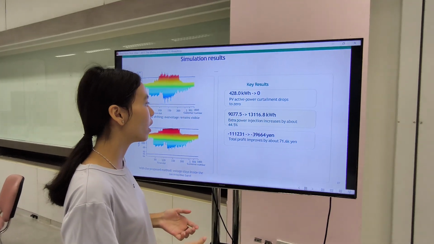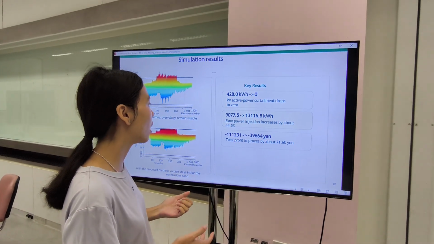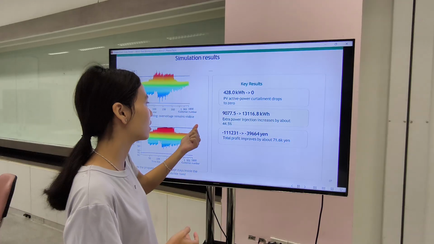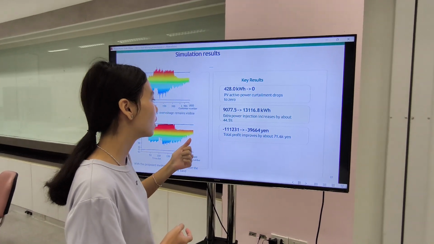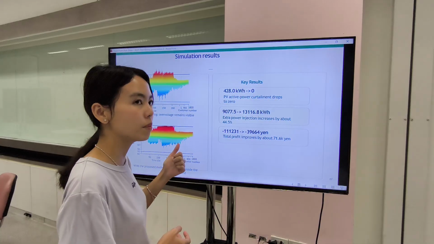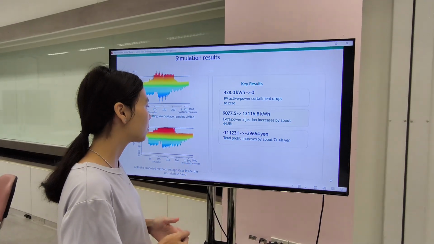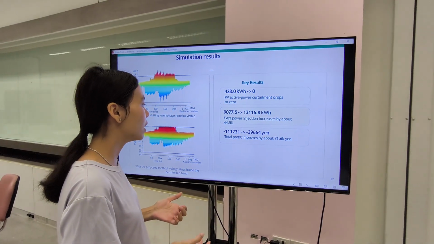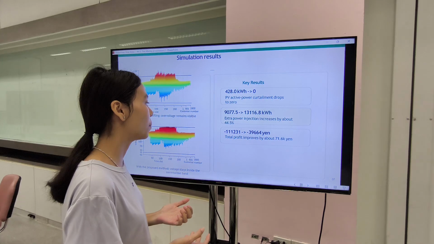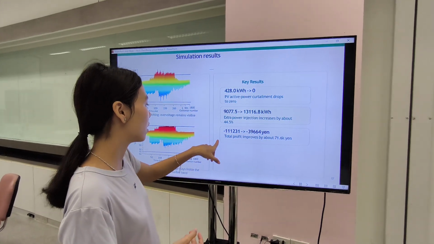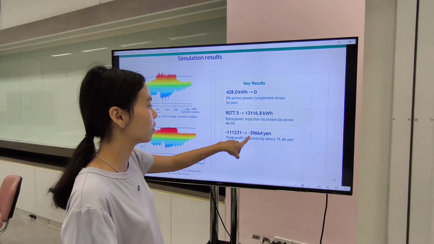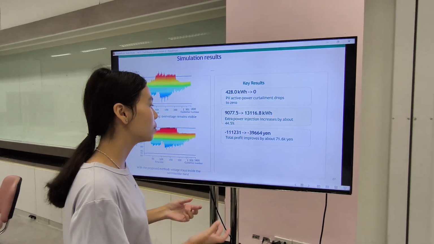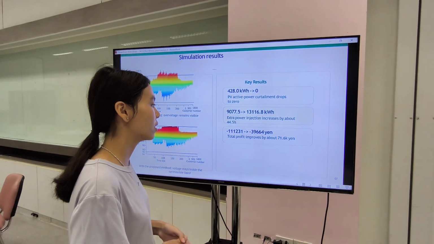And extra power increased from about 9,000 kilowatt hours to 30,000 kilowatt hours. So it is about 44.5% higher. And total profit improved from about minus 100,000 yen to 39,000 yen. So it improved by about 71.6 thousand yen.